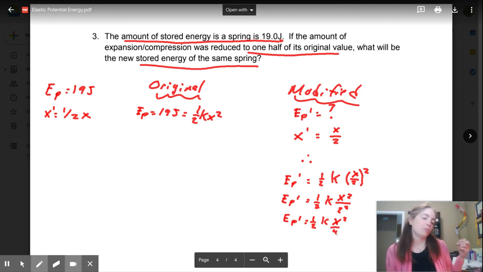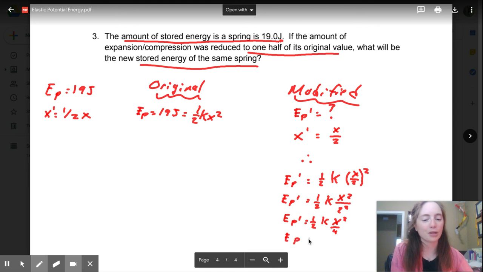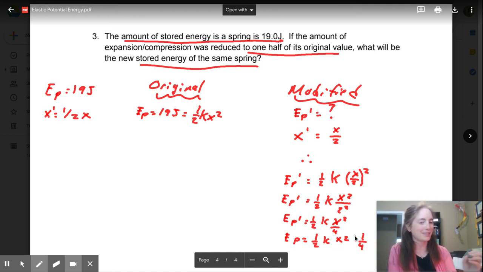Okay. Well, ladies and gentlemen, I've got to get rid of that 4. I'm going to rewrite this. Well, what's the same as dividing something by 4? Multiplying by 1/4. So I'm going to rewrite this. So EP prime equals 1/2 kx squared times 1/4. Okay, so I've just taken this divided by 4 and turned it into multiplying by 1/4. I've just kind of separated it out. I factored it out a bit. Okay, now we can solve this, ladies and gentlemen.